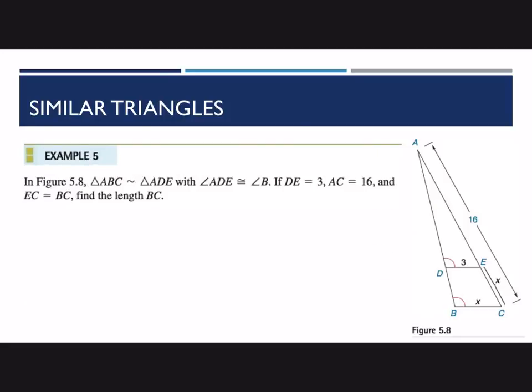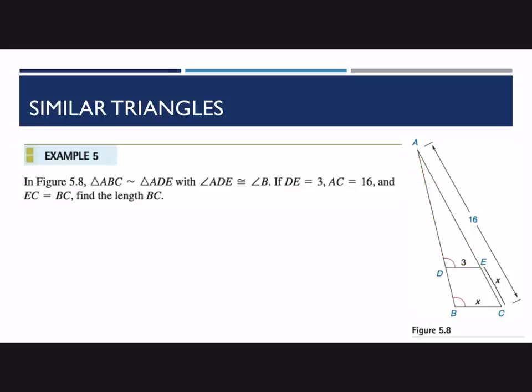Alright, so let's solve an algebra problem using similar triangle information. So usually this involves setting up proportions with the sides. Okay, so we know triangle ABC is similar to ADE. So let's find those. So we have ABC is this guy, and then ADE is this smaller one.